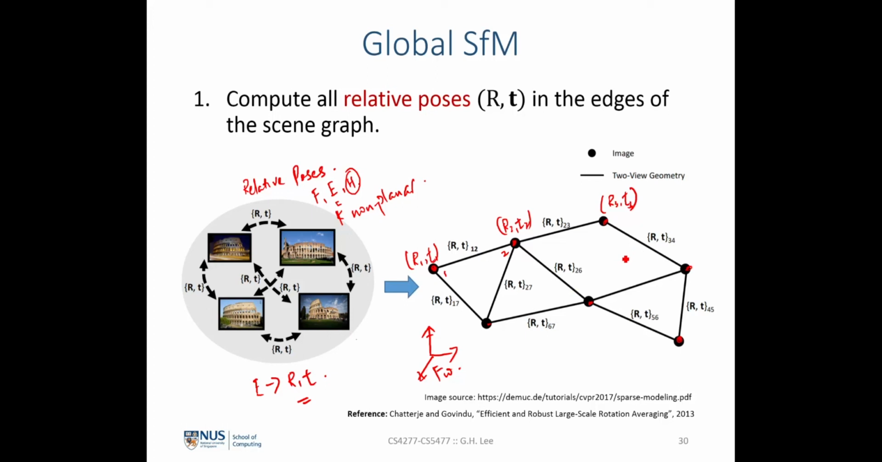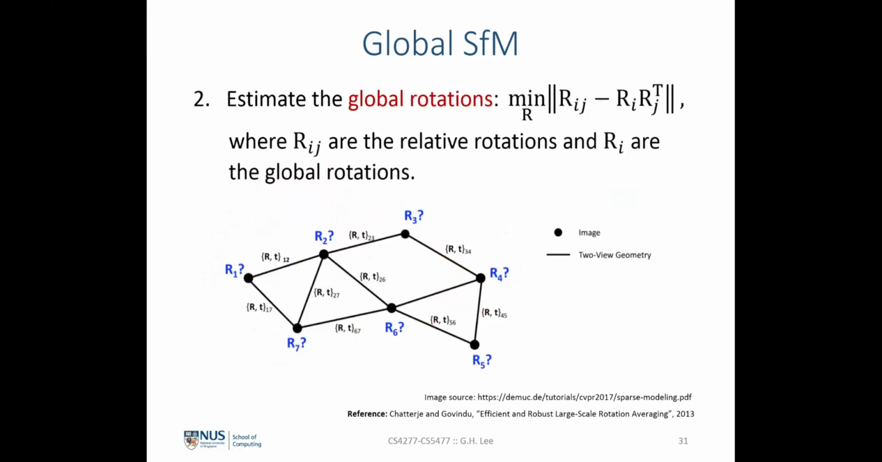The problem now becomes, given all the relative measurements, all the relative rotation and translation between every single pair of views in our scene graph, can we find a way to compute the absolute poses of all these camera poses in the scene graph? And the way to do this can be simply summarized as follows.